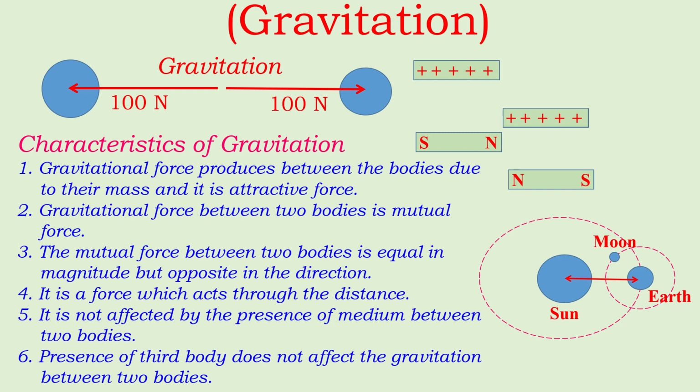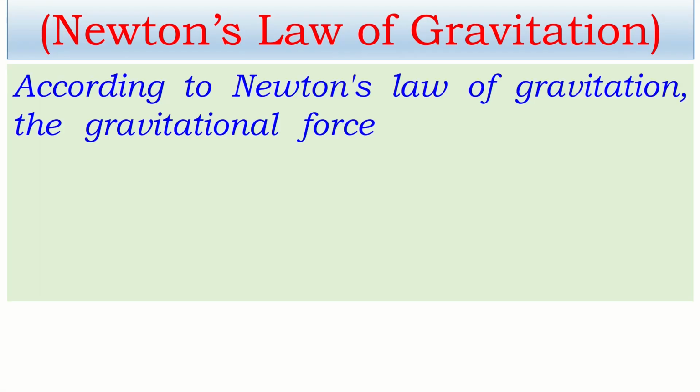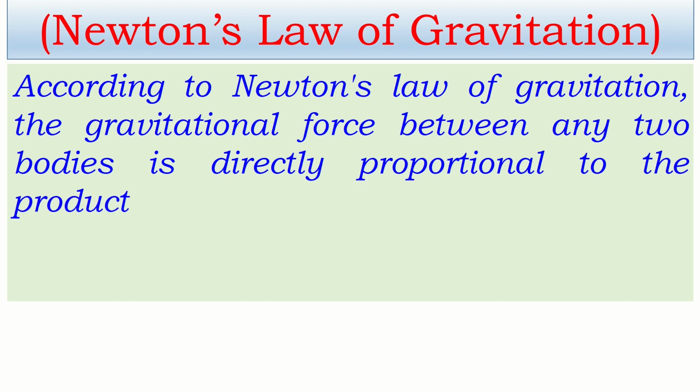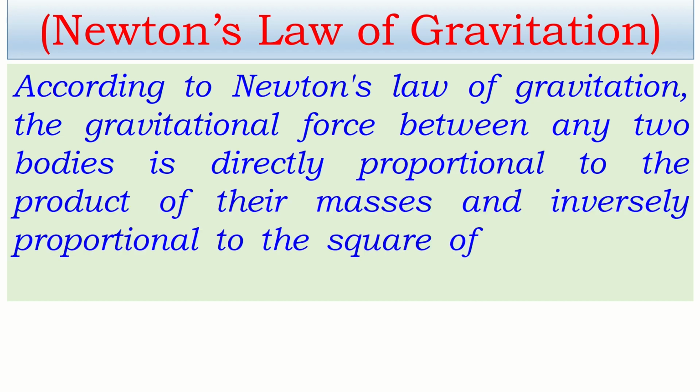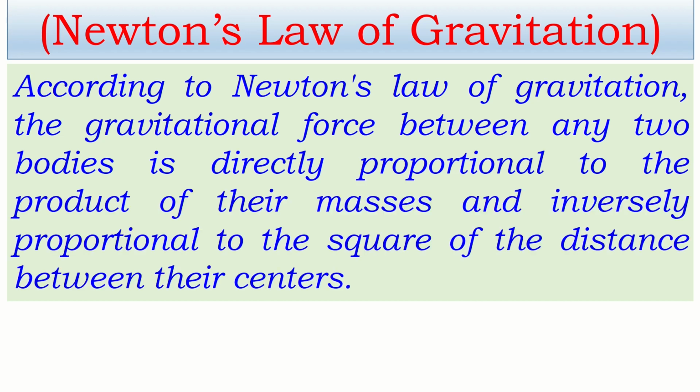It was first given by Newton. He gave a law. With the help of that law, now we can understand on which factor gravitational force between two bodies varies. Let's go to Newton's law of gravitation. According to Newton's law of gravitation, the gravitational force between any two bodies is directly proportional to the product of their masses and inversely proportional to the square of the distance between their centers.